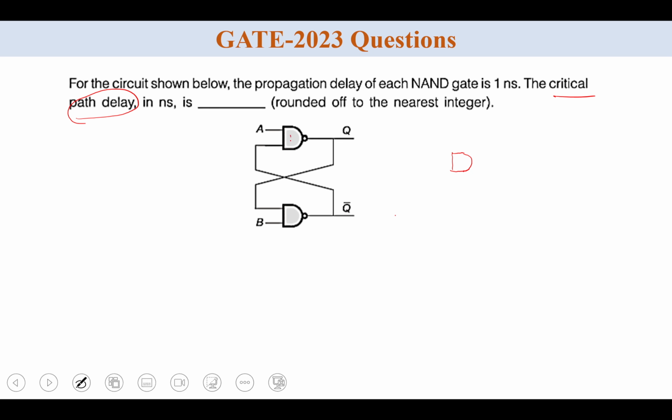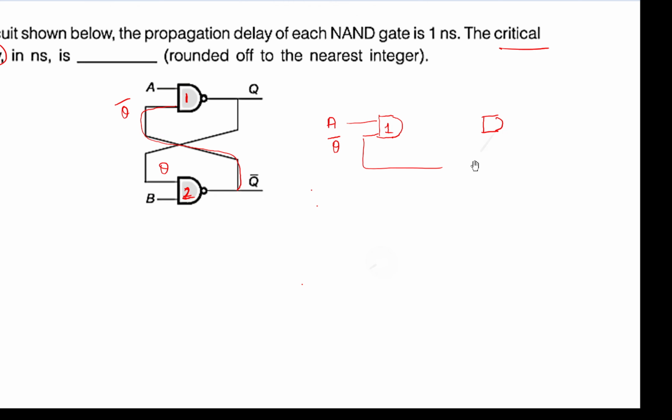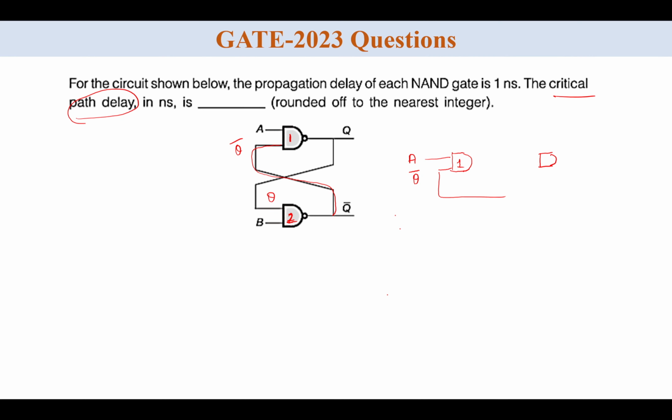Suppose this is the first NAND gate and this is the second NAND gate. In the first NAND gate, one input is A. What is the other input? Q bar. So the other input is Q bar, and we have to write Q bar here. In the second NAND gate, the inputs are Q and B. Where is the Q output?